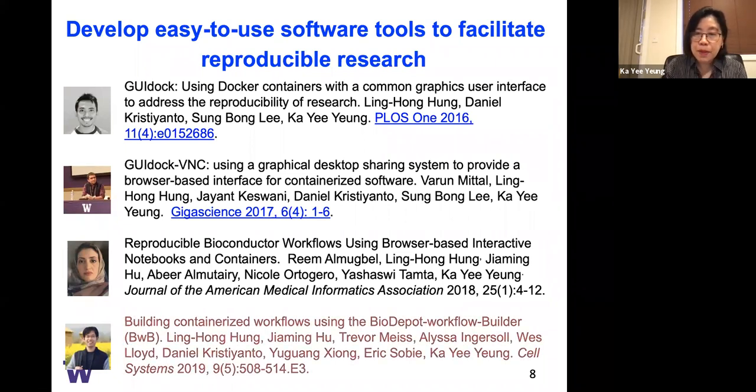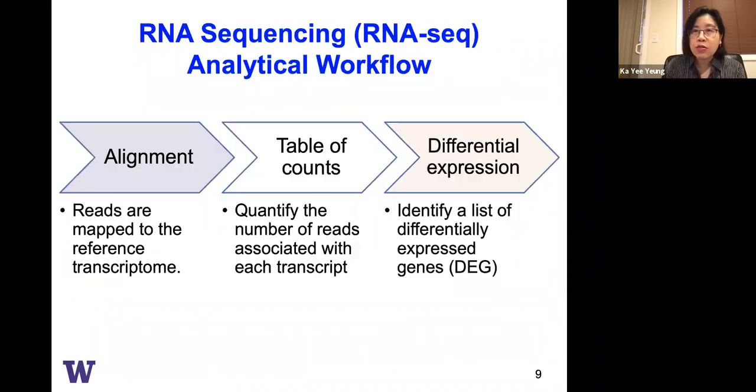Before we talk about the BioDepot-workflow-builder project, I would like to give some more background on the types of workflows that we are going to use in this presentation to illustrate our methods and tools. We are going to talk about RNA sequencing, RNA-seq data and workflow. A typical RNA-seq workflow consists of three major steps. The first step is the alignment, in which reads are mapped to the reference transcriptome.